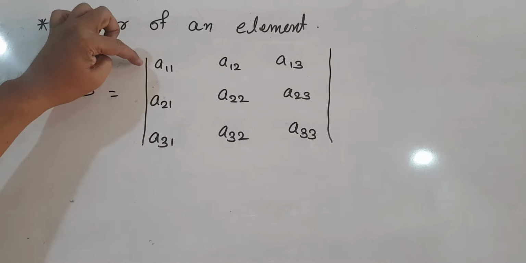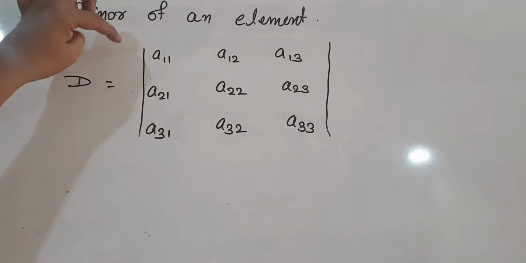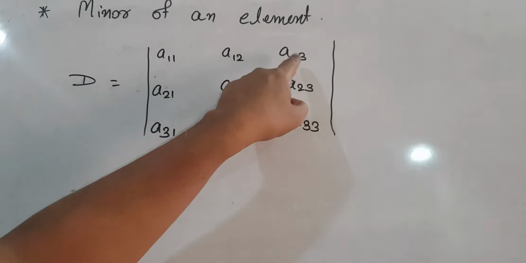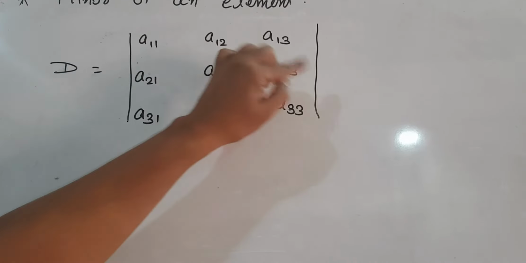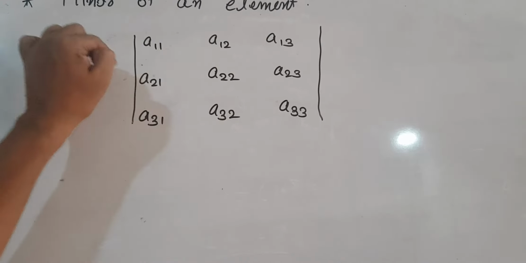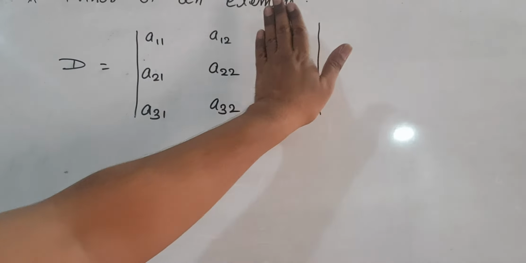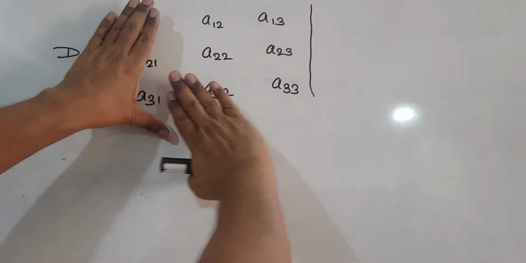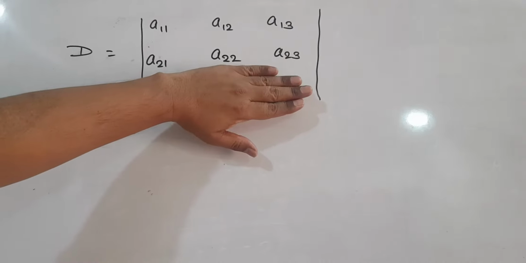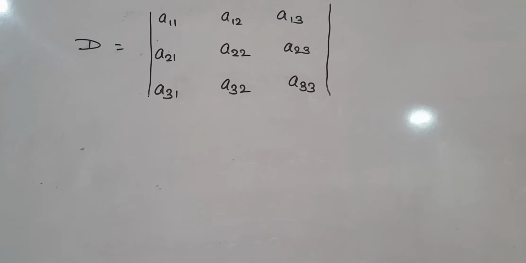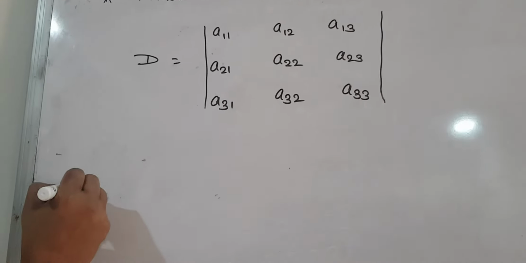A11 represents what? The element of first row, first column. A12 is the element of first row, second column. A13, first row, third column. A21, second row, first column. A22, second row, second column. A23, second row, third column. A31, third row, first column. A32, third row, second column. And A33, third row, third column.